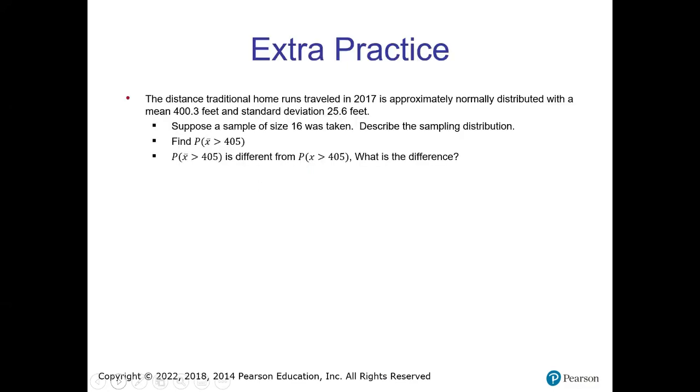The distance traditional home runs traveled in 2017 is approximately normally distributed with a mean of 400.3 feet and a standard deviation of 25.6 feet.